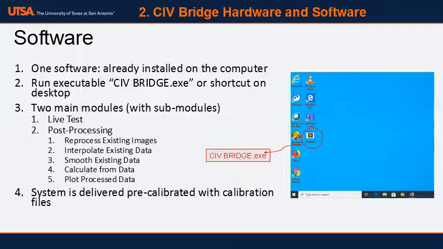Now the system is delivered pre-calibrated, so the system needs calibration files to operate, and these files are provided on the desktop as well in a folder. You will load these calibration files every time you run a live test or post-process the images.